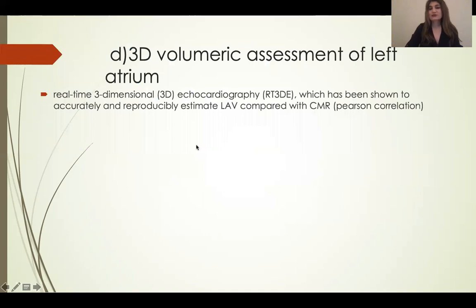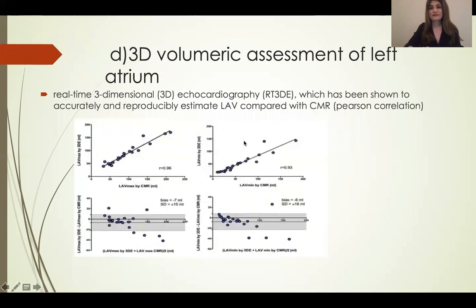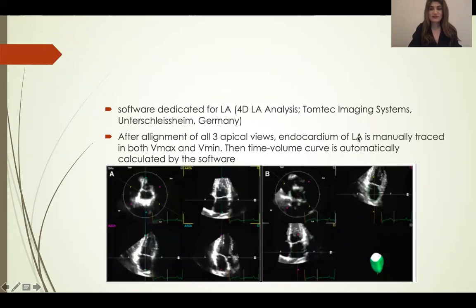3D volumetric assessment of the left atrium is most correlated with cardiac MR measurements when compared with 2D measurements. Both in Pearson correlation and Bland-Altman analysis we can see that it is well correlated with cardiac MR measurements. 3D measurements can be performed by TomTec imaging systems. It is offline software dedicated to measuring left atrial volume.